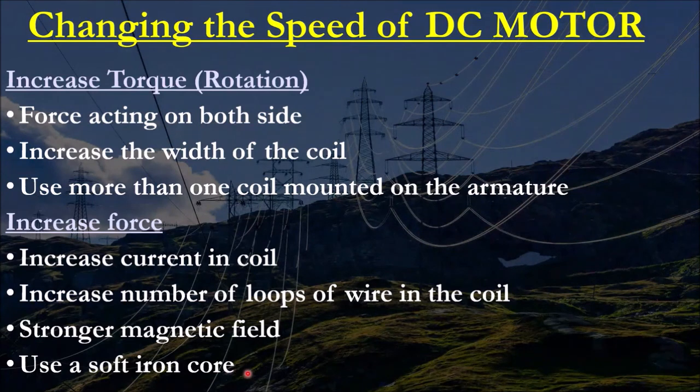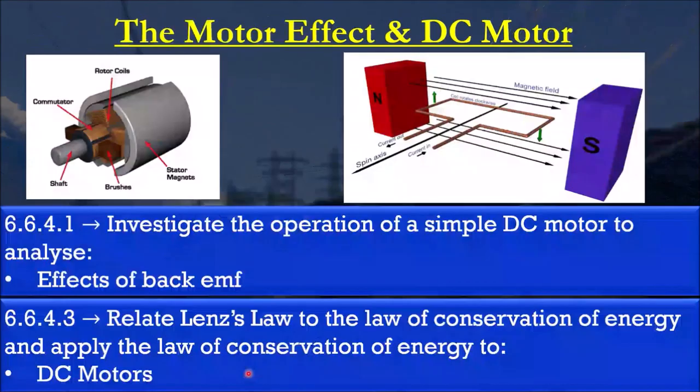Remember, the soft iron core is to increase magnetic flux linkage, and that should increase the amount of force on there. This concludes the lesson on DC motors and their components. Next up, we're going to be talking about the effects of back EMF on the motors themselves.